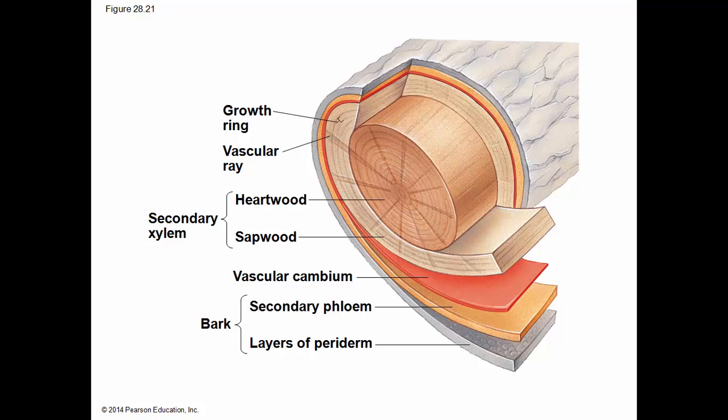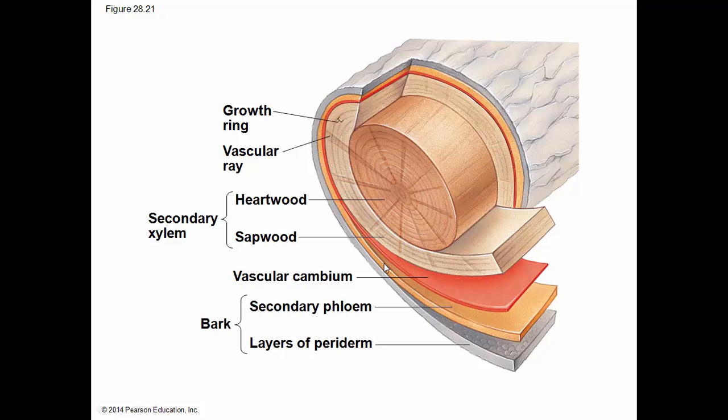All right, so here is a structure of a tree. It shows you the growth ring between years, a vascular ray, which joins the xylem and the phloem. The heartwood, which no longer functions to pass food and water. The sapwood, which is where most of the activity of the xylem is occurring.